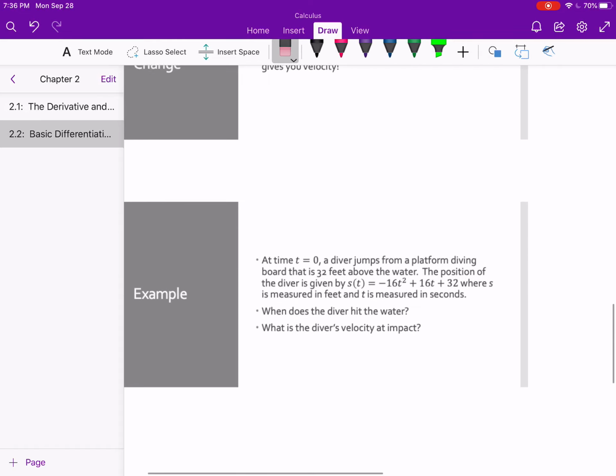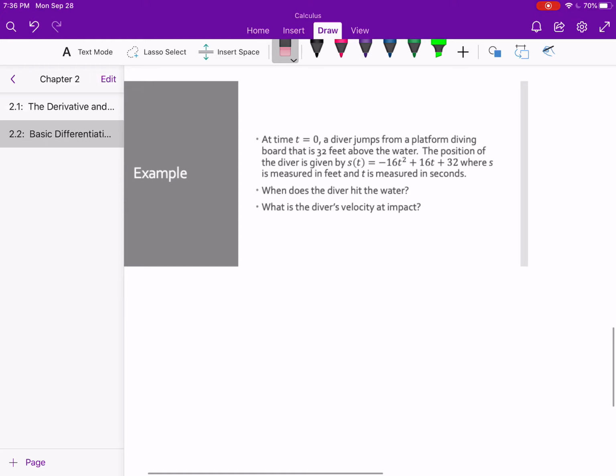So at time t equals 0, a diver jumps from a platform diving board that is 32 feet above water. The position of the diver is given by s of t equals negative 16t squared plus 16t plus 32, where s is measured in feet, so the height is in feet, and t, the time, is measured in seconds. So when does the diver hit the water? Well, we know the diver hits the water when the height is 0. So let's first find out where the height is 0.